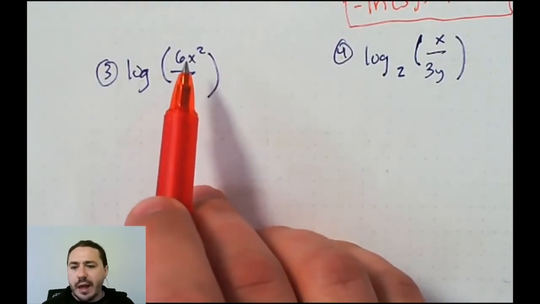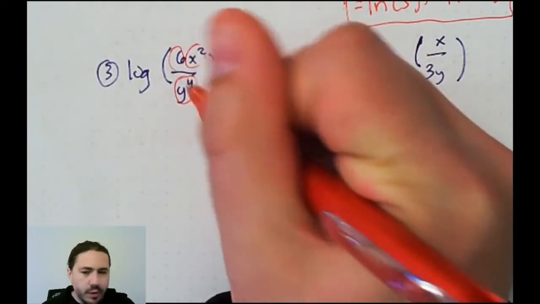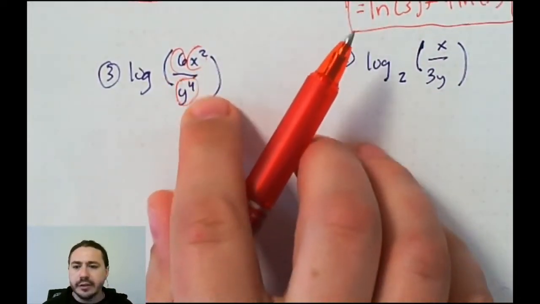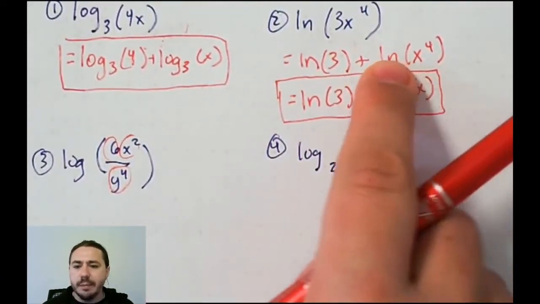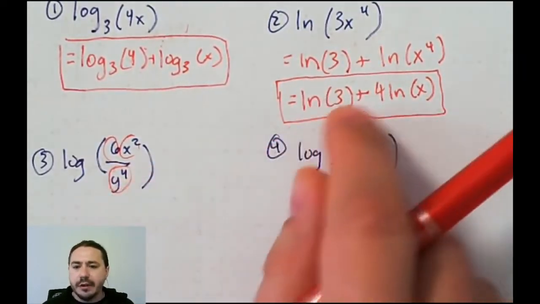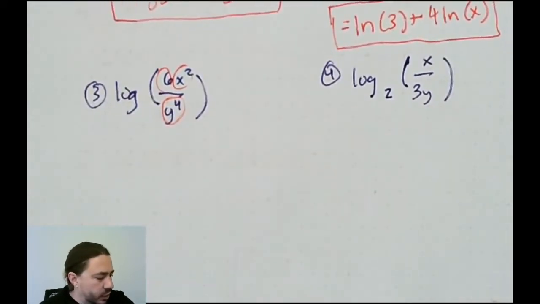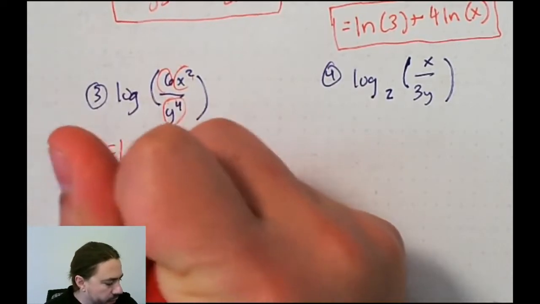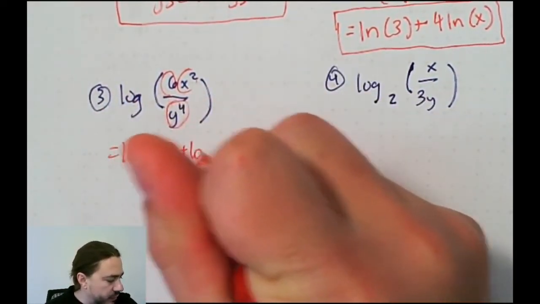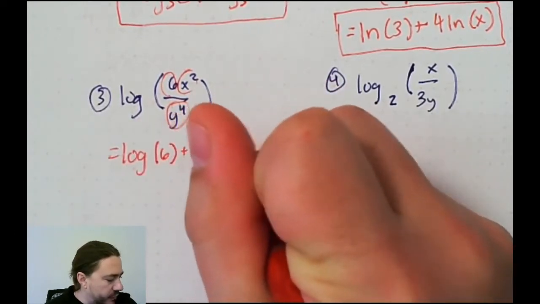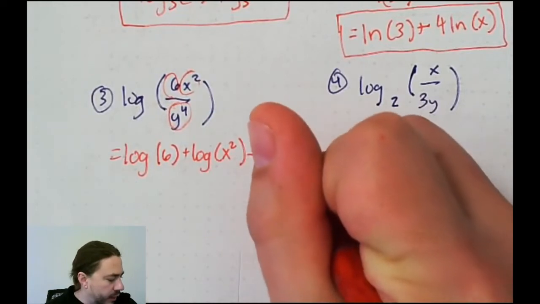This is just kind of the way I see it, which is I see that I've got a 6, x squared, and a y to the 4th. Those are my different factors. Any factor that's in the numerator, when I split it up like this, is going to be positive. Any factor that's in the denominator is going to end up being negative. So I'm going to rewrite this as log of 6 plus log of x squared minus log of y to the 4th.